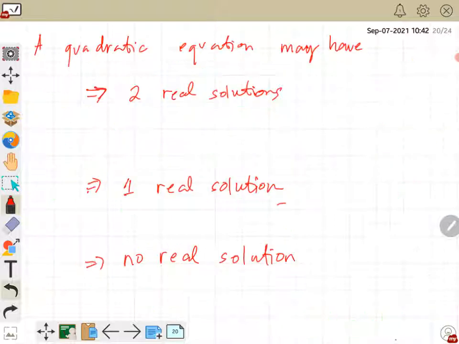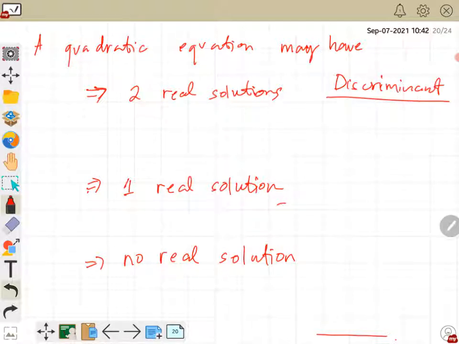So let's try to summarize. A quadratic equation may have two real solutions, one real solution, or no real solution. How do we do that? We call it the discriminant. Other books call it the discriminant. The value of the discriminant.